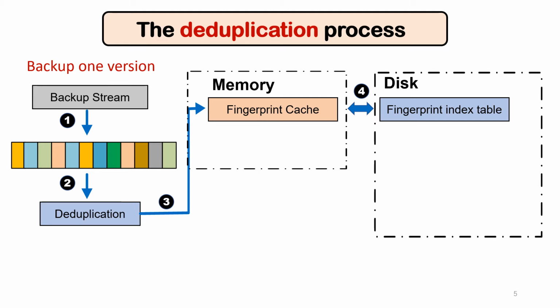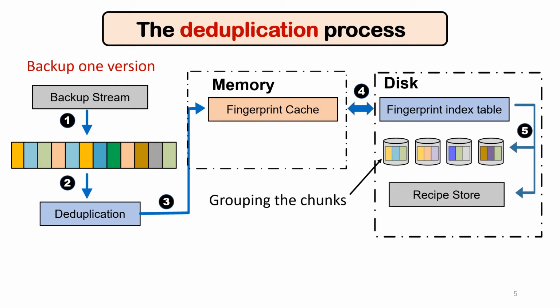Next, the identified unique chunks are stored in containers for archiving, which group the chunks together. At the same time, we record the chunk list in a recipe for restoring the original data in the future.